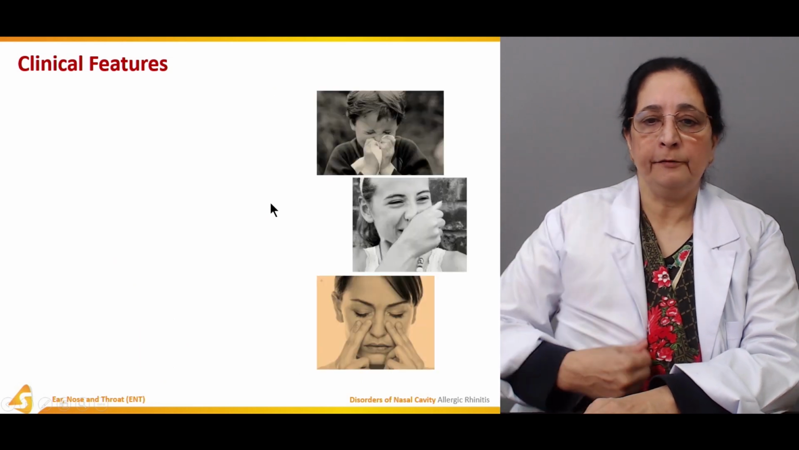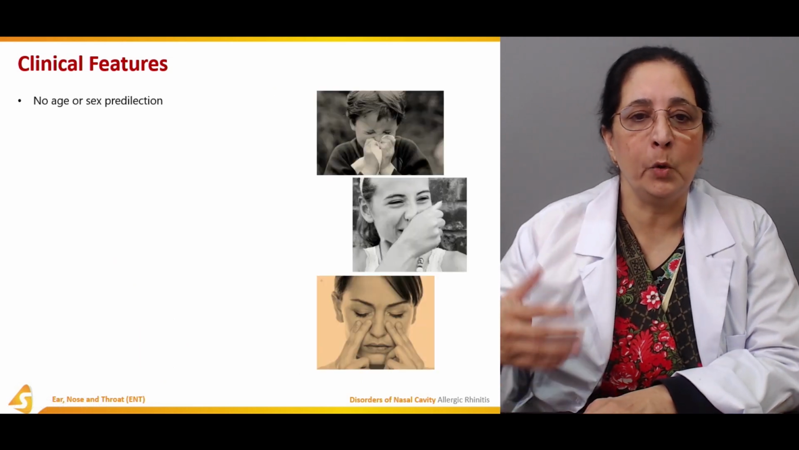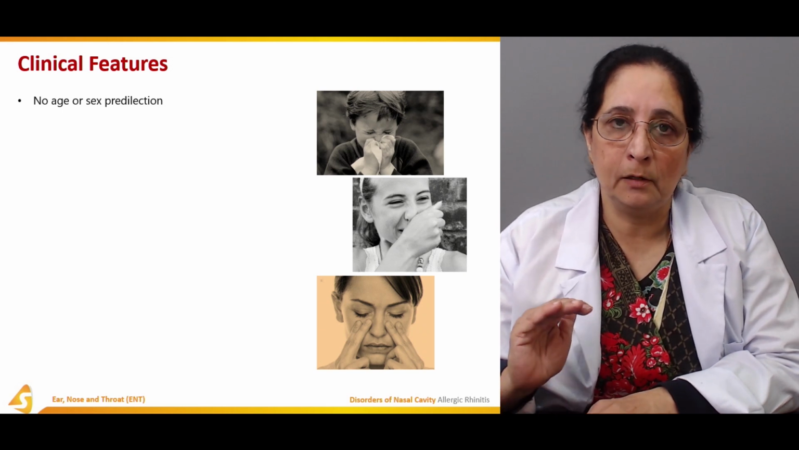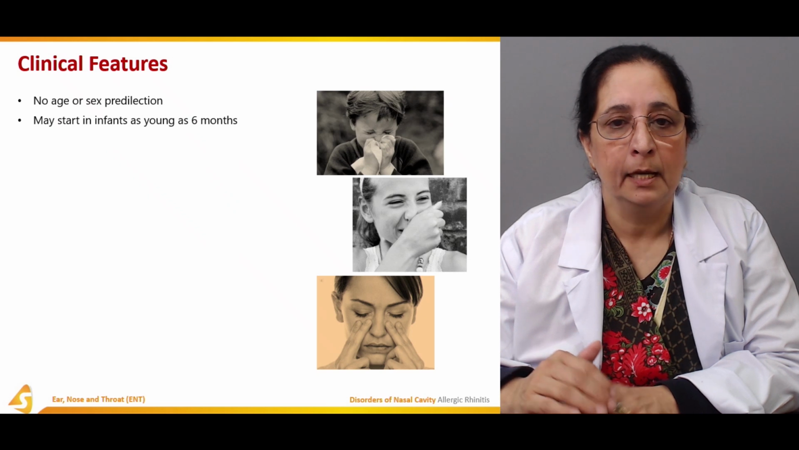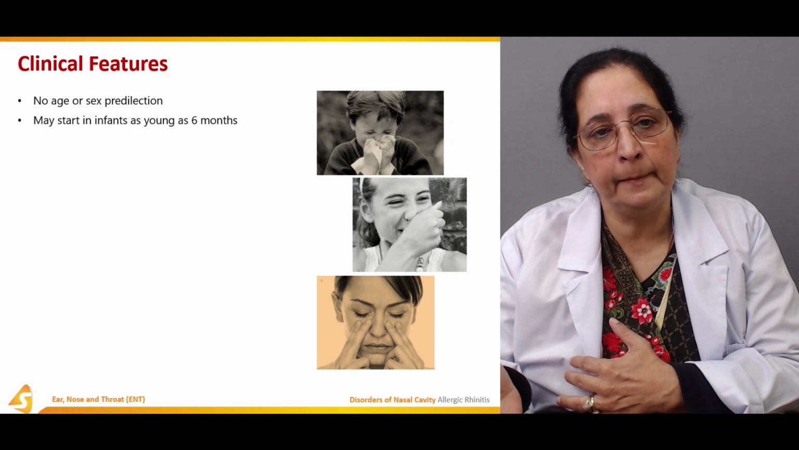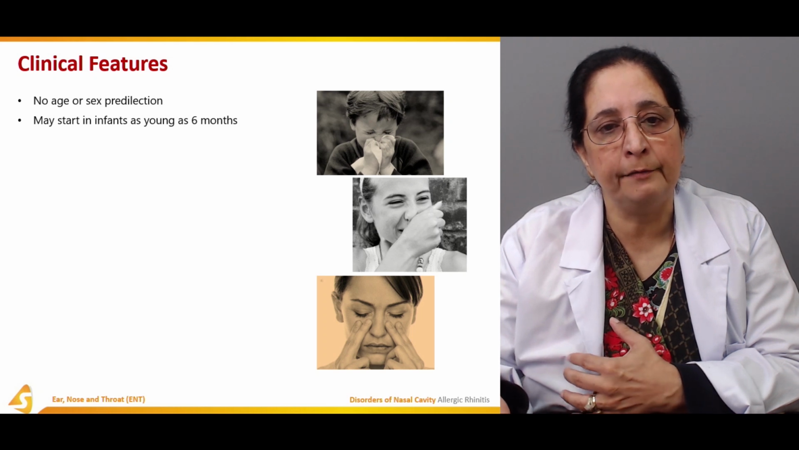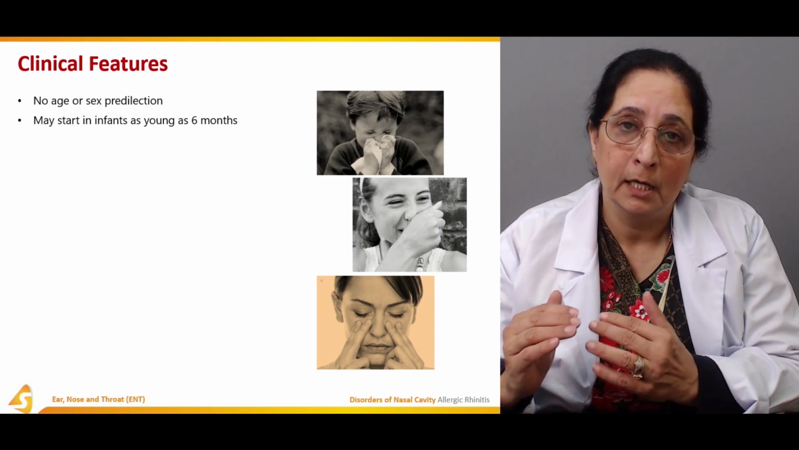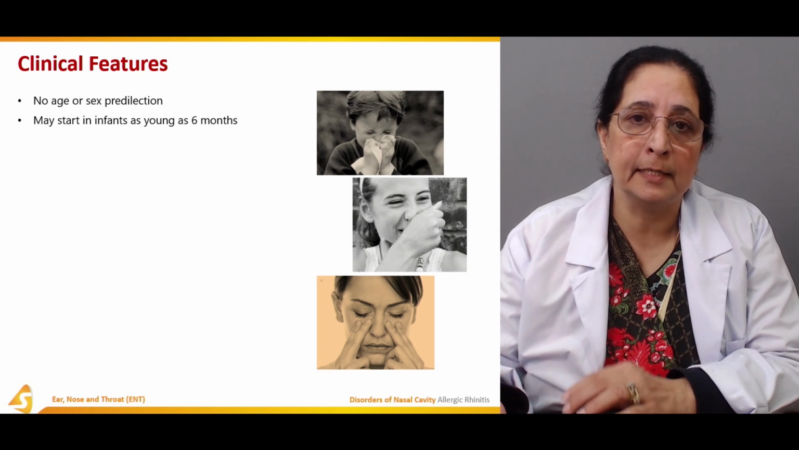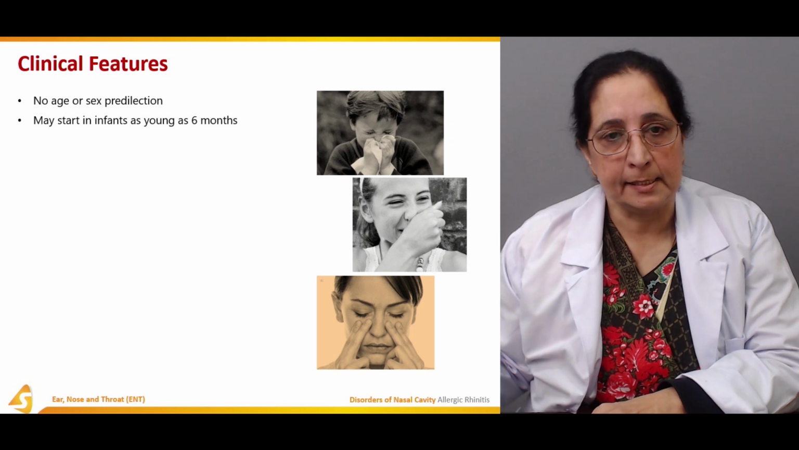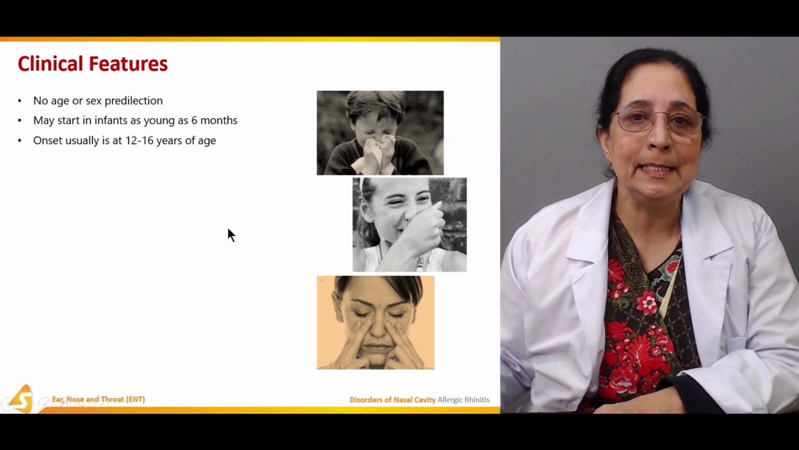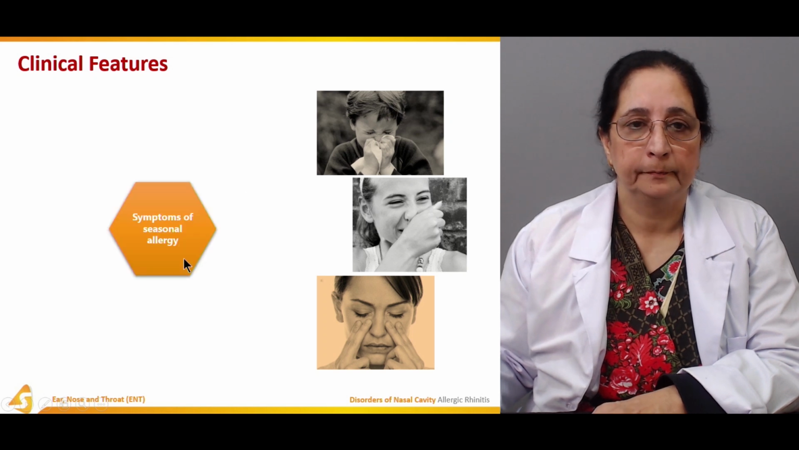Now the clinical features: no age or sex predilection, both are affected, all ages can be affected. Especially in young age when it started, it may start in infants as young as 6 months. So very early, infants up to 6 months can also be affected. Onset usually is at 12 to 16 years of age.